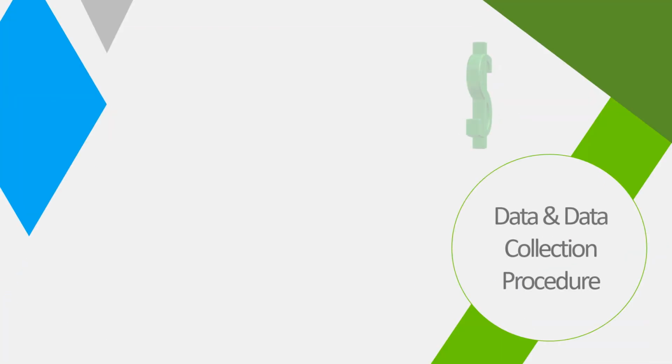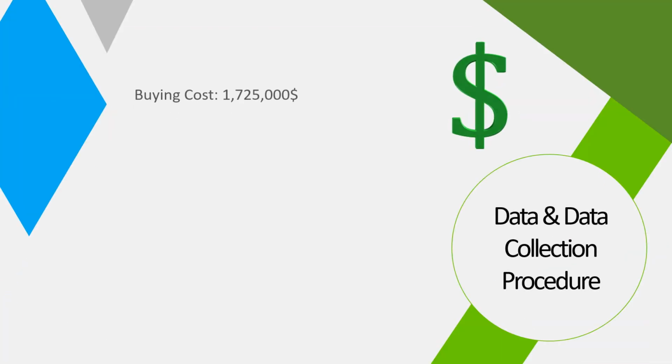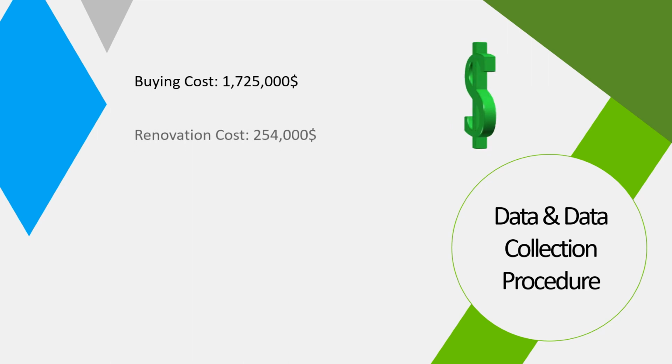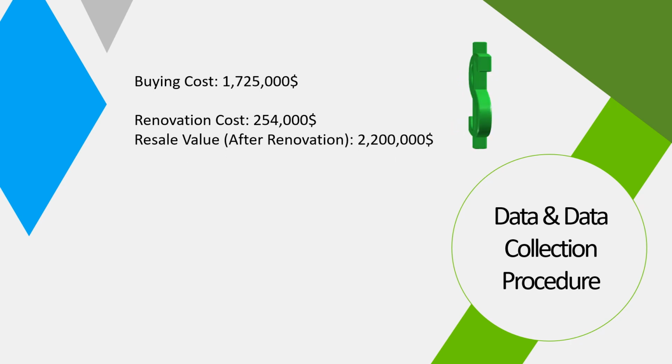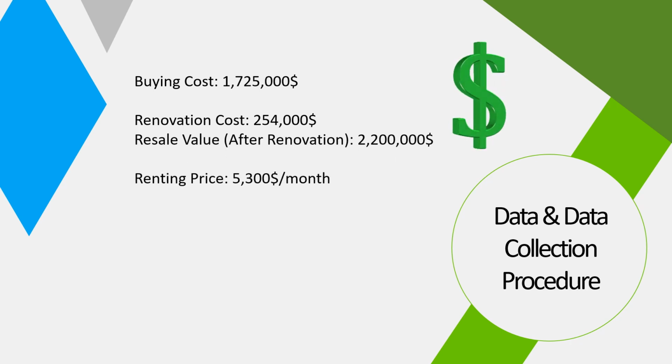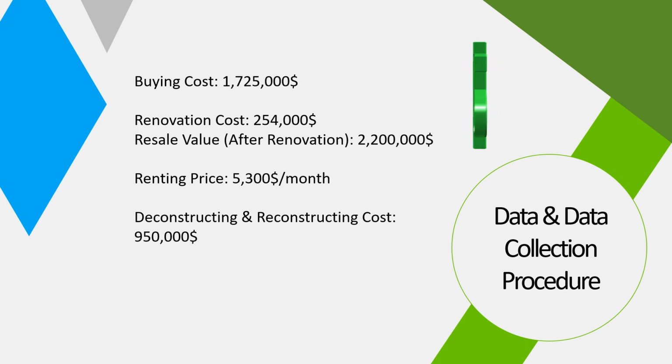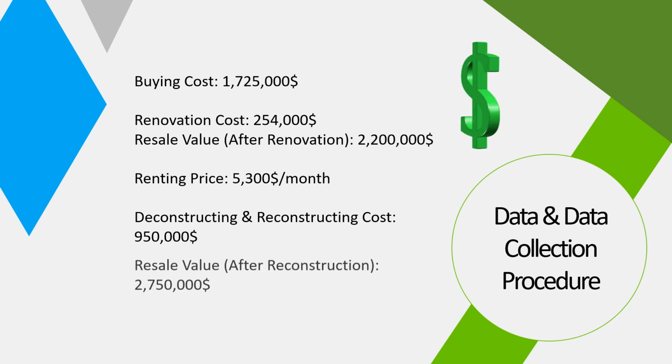The cost of buying the house was about $1.7 million. The owner then put $250,000 into renovation to increase the value of the house. This added value is an estimate which is based on the market value of renovated houses with similar specifications in the neighborhood. The renting price of the house is almost $5,300 per month and was found through real estate websites. The construction and reconstruction of the house values were estimated by the owner and are just under $1 million. This increased the resale value.